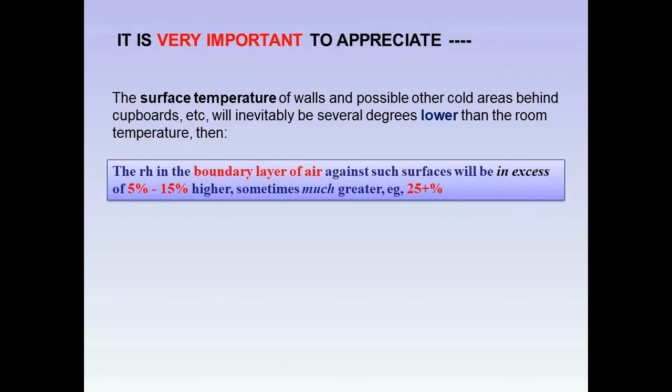However, it is very important to appreciate the surface temperature of walls and other cold areas behind cupboards and other restrictions, wardrobes, will inevitably be several degrees lower than the room temperature, and then the relative humidity in the boundary layer of air against such surfaces will be in excess of 5 to 15% higher, sometimes as much as 25% or more.